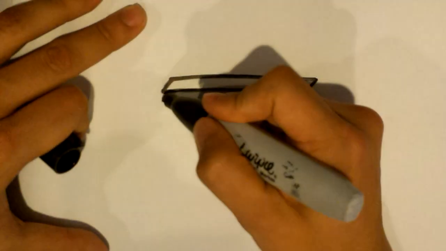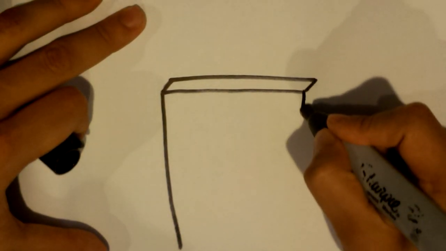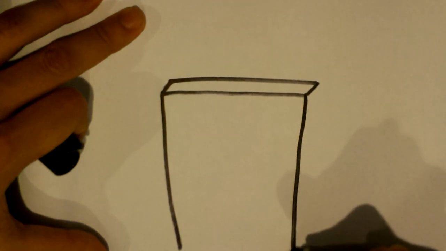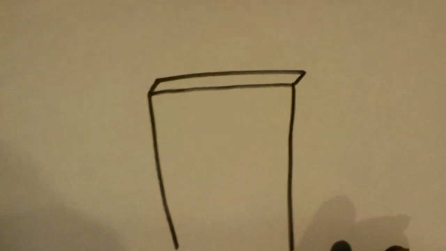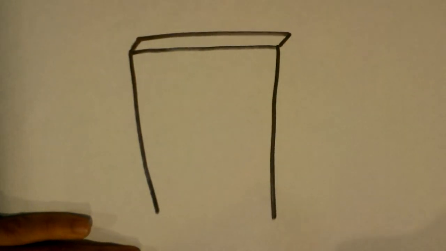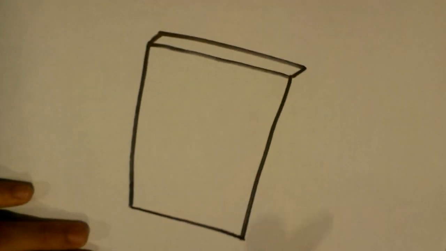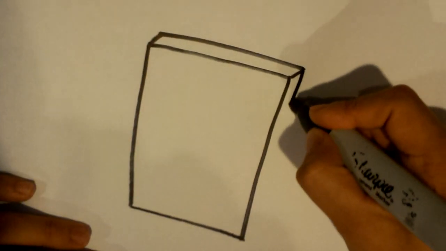Draw a box like so. Draw downward the long portion of the box. This is representing the edge. You're looking at it from the top a little bit. And I'm going to draw another little edge down here.